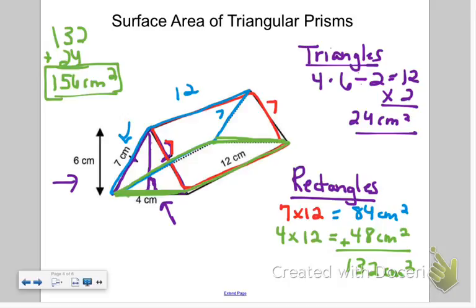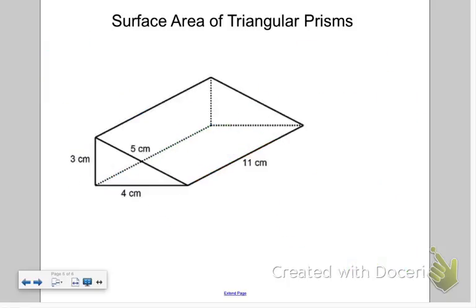So when you have isosceles triangles in your prism, 2 rectangles will be the same, 1 will be different. Alright, one more to go. Well, we covered equilateral triangles, we covered isosceles triangles. Here we have an example of scalene triangles in our prism. So let's start with those scalene triangles.